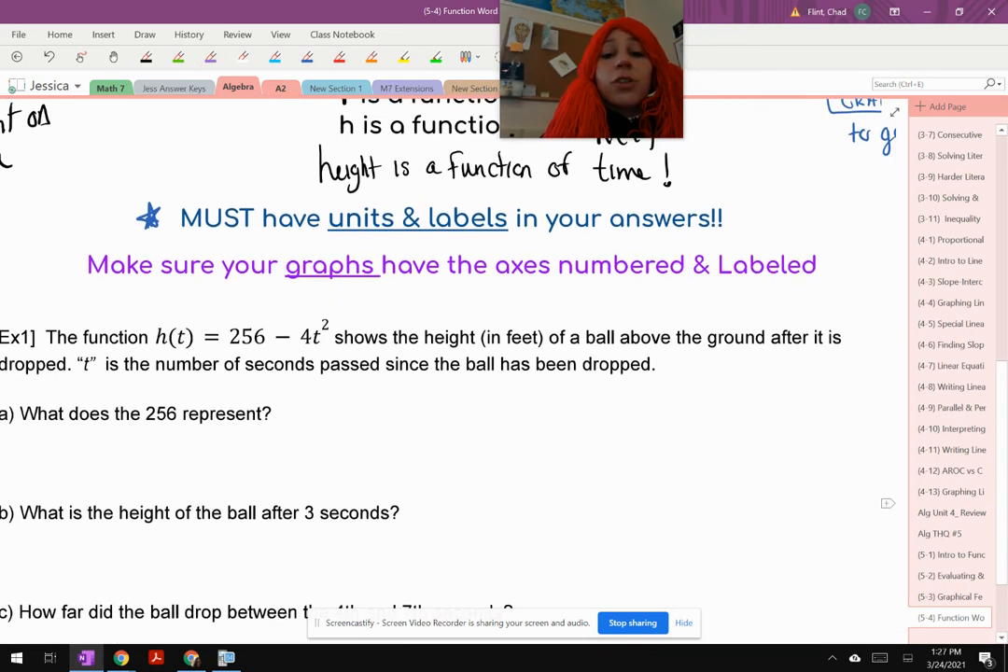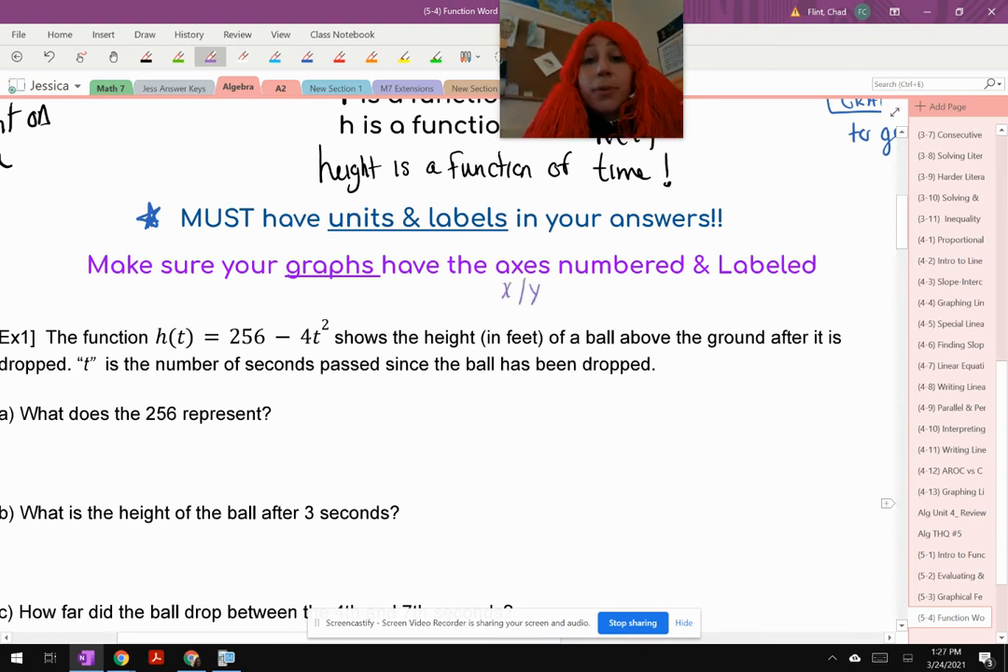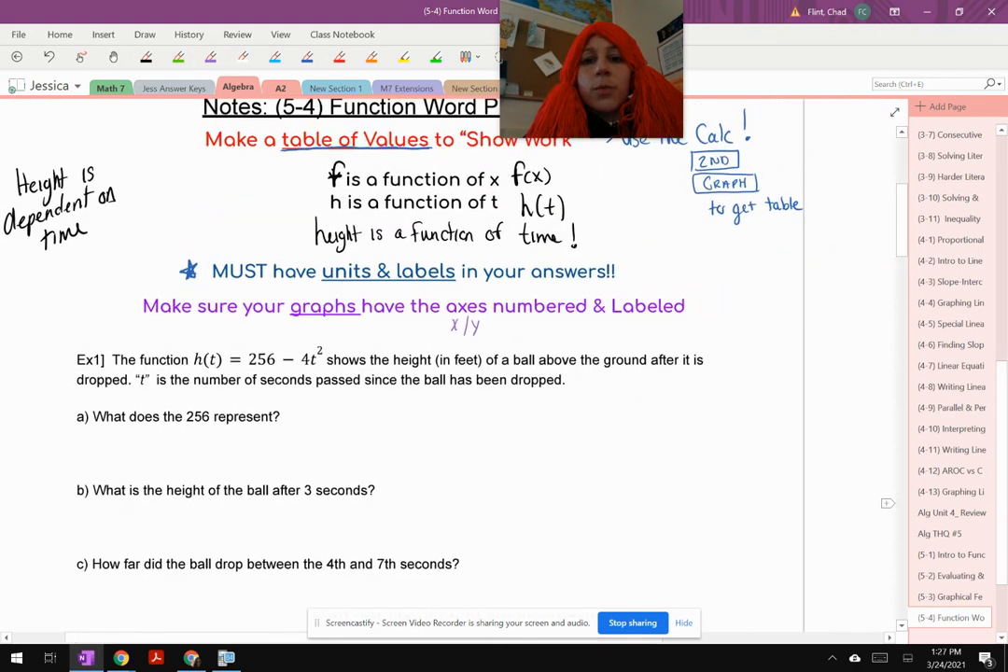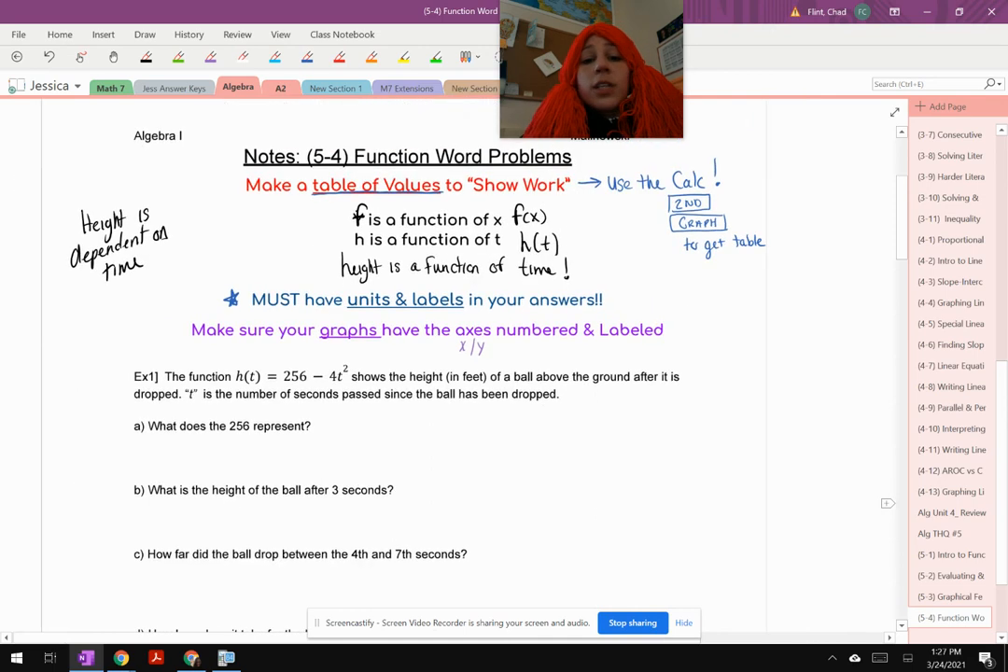The other thing is make sure that your graphs have the axes, x and y, numbered and labeled. Don't just show me blank axes, show me that they're numbered and labeled so I know what you're dealing with. And yeah, we'll take a look at this in more detail in the first and only example.